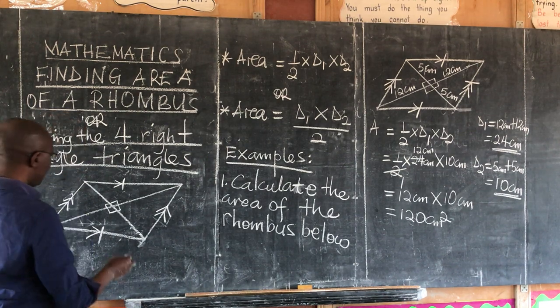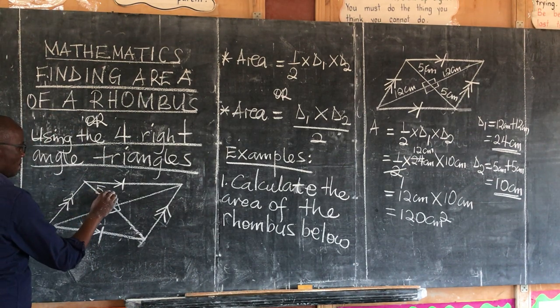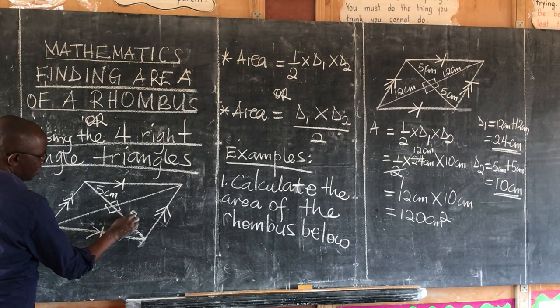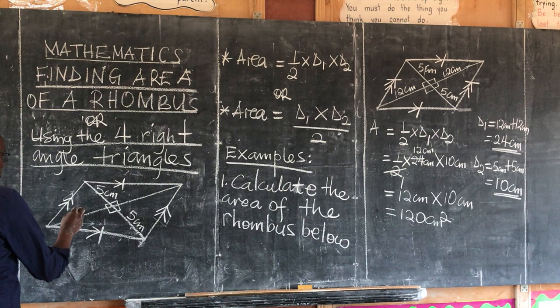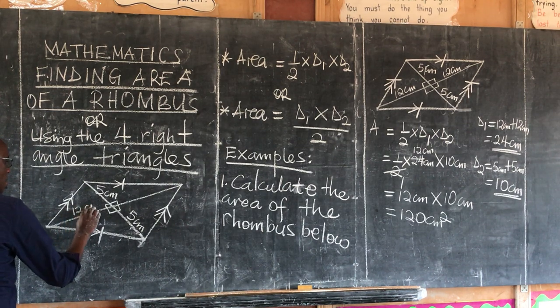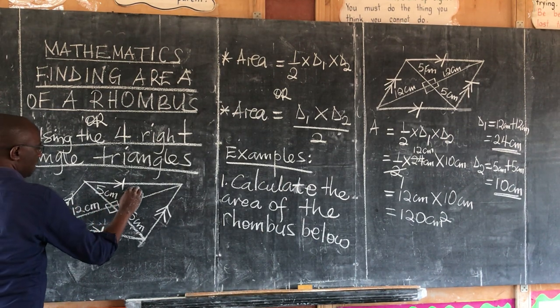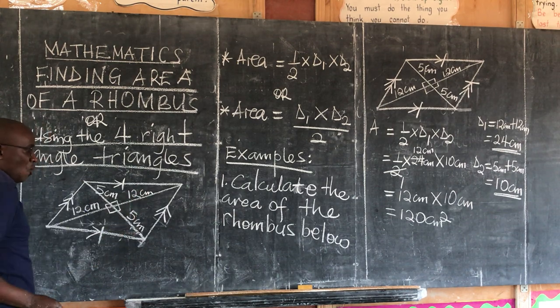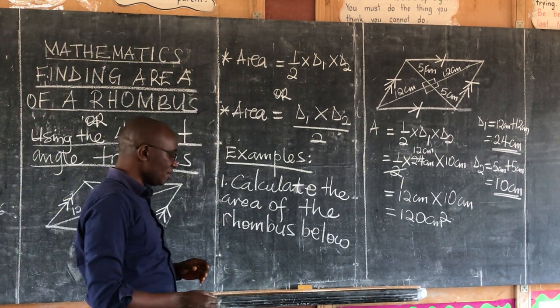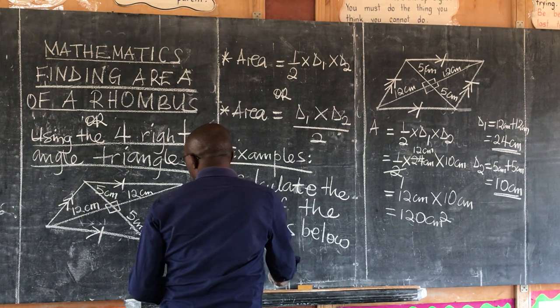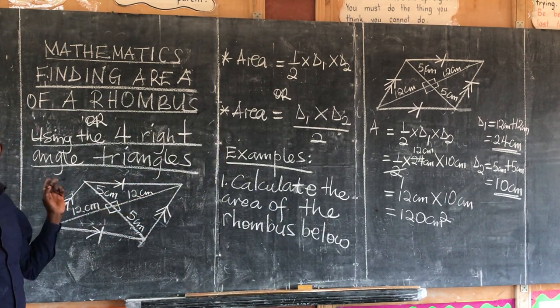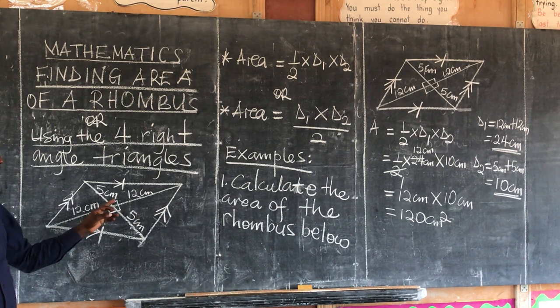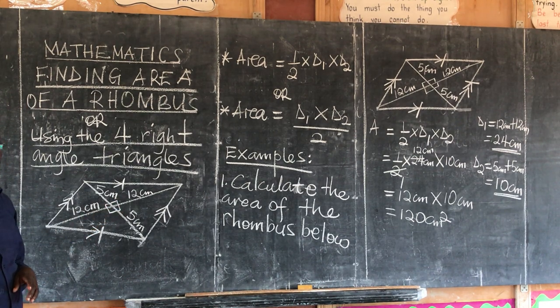Now, it is 5 centimeters by 5 centimeters. Then here it is 12 centimeters by 12 centimeters. Now, what I do, since all of these triangles, when you look at them, have the same height and the same base.